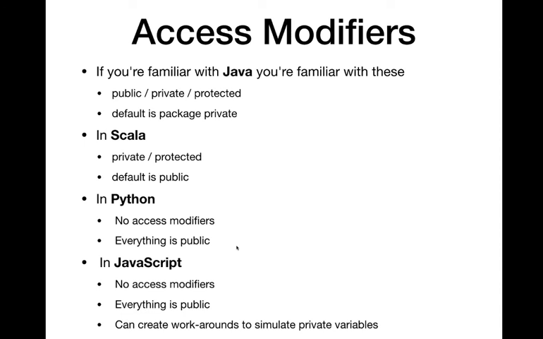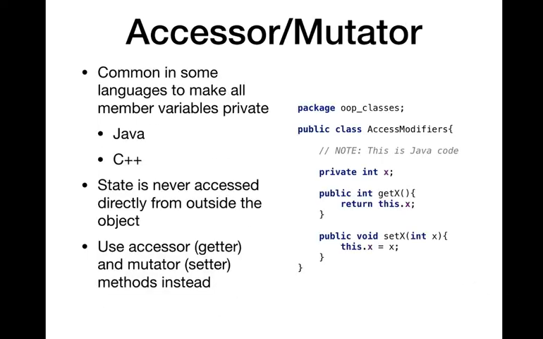Python doesn't have access modifiers. Everything's just public forever. The Python community stance is, let's trust each other. Why are we preventing each other from accessing each other's code? JavaScript, there's no access modifiers. Everything's public, just like Python. But there are some certain workarounds where you can kind of make something private-ish. Not through just a keyword, but there are some ways of doing that.